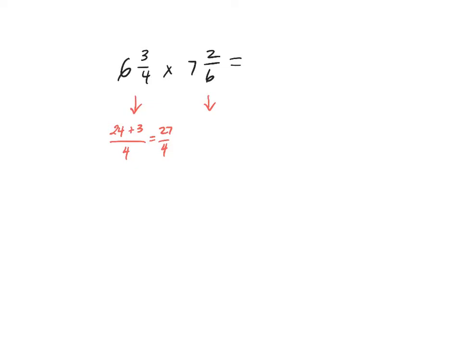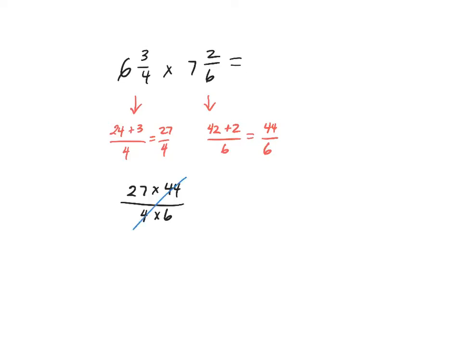My second mixed number, I have 7 groups of 6, 42, plus 2 more, gives me altogether 44 groups of 6, or 44/6. So my problem becomes 27 times 44 over 4 times 6 when I multiply the numerators and the denominators. Now I do see some common factors in the numbers in my numerator and my denominator, so I am going to do some cross simplification.